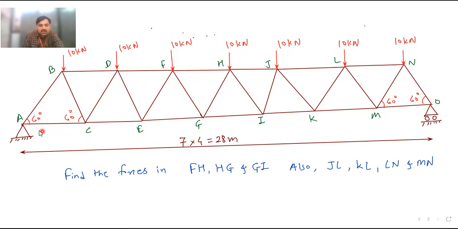So it means that each AC is 4 meter, EG is 4 meter. Every span is 4 meter. All these are 4 meters. This is 4. This is also 4. All these are 4 meters. Okay. So if you add all of them, you will get 28 meters. So this is the span they have given to you. Okay. So now we have to solve this problem.